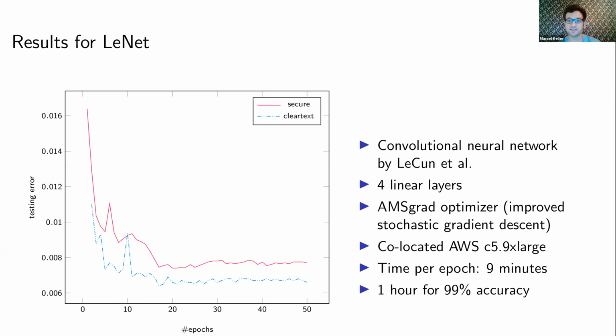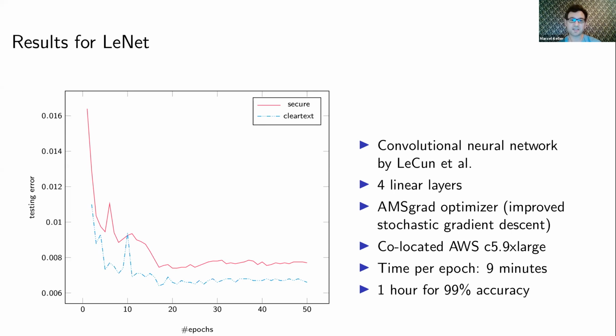or stochastic gradient descent. We have run our computation on 3 AWS instances, and we have found that it takes about 9 minutes per epoch, which is like one iteration of the learning process, where you go over the whole 60,000 example images in this case. And that means it takes 1 hour for 99% accuracy.